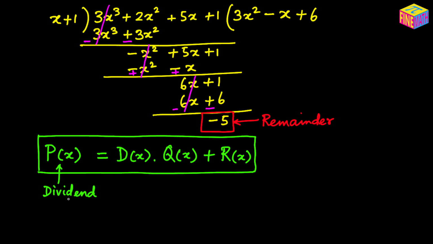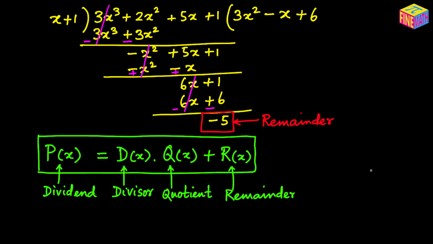So this is the dividend, and then here this is the divisor, and this is the quotient, and this is the remainder. All right.